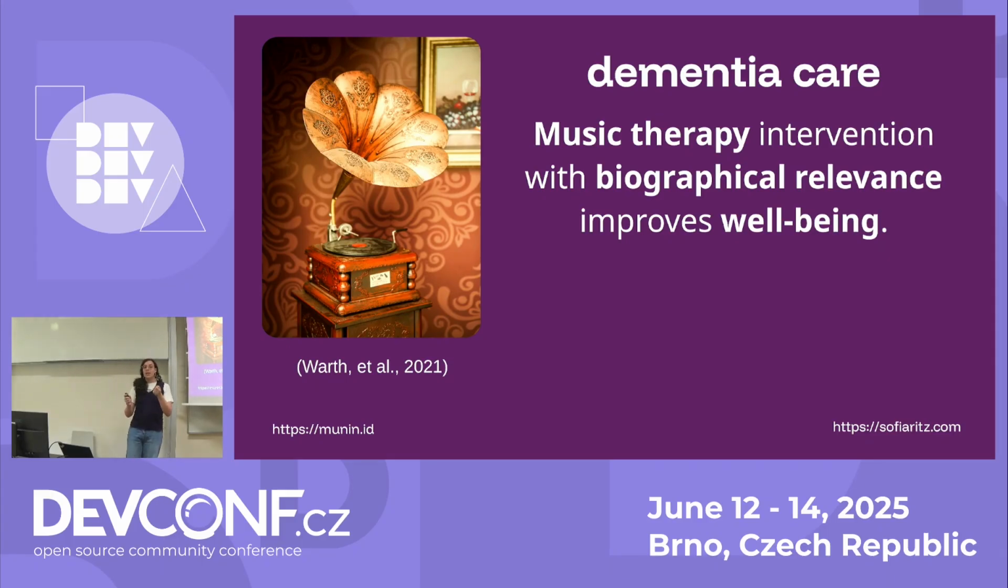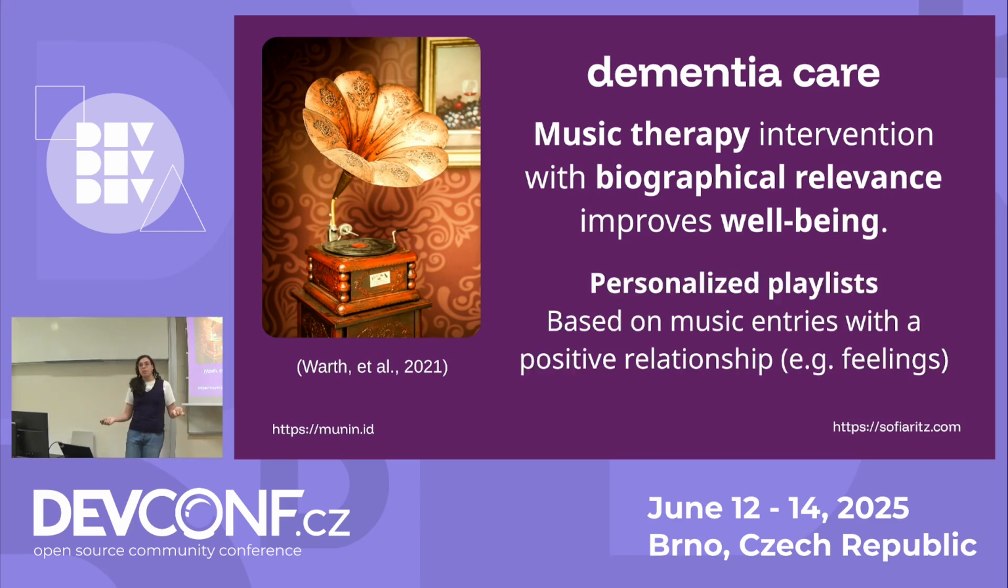So how can Munin help with this? We can, for example, automatically create personalized playlists based on all of the music and album entries with a positive relationship. And you don't need to go and take the Last.fm or Spotify account of this friend or family member and try to go through their playlist, guessing what this makes them feel, but rather you have this information in one place.